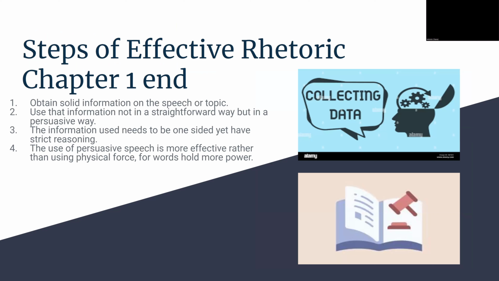Steps of effective rhetoric, chapter one continued. Step one is to obtain solid information on the speech or topic. Step two, use the information not in a straightforward way, but in a persuasive way. Step three, the information used needs to be one-sided yet have strict reasoning. And step four, the use of persuasive speech is more effective than using physical force, for words hold more power.